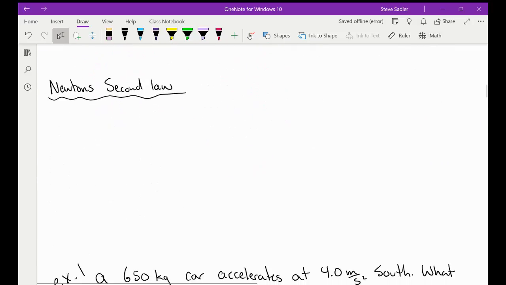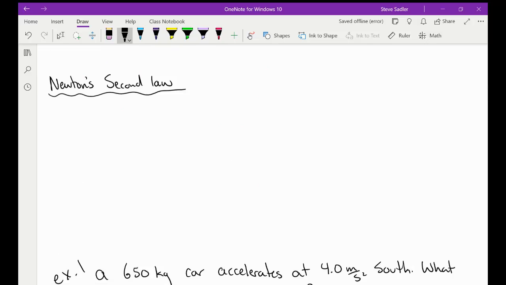Let's move on to Newton's second law, so the second part of this video. So Newton's second law, you can think of it as an unbalanced force results in an acceleration.